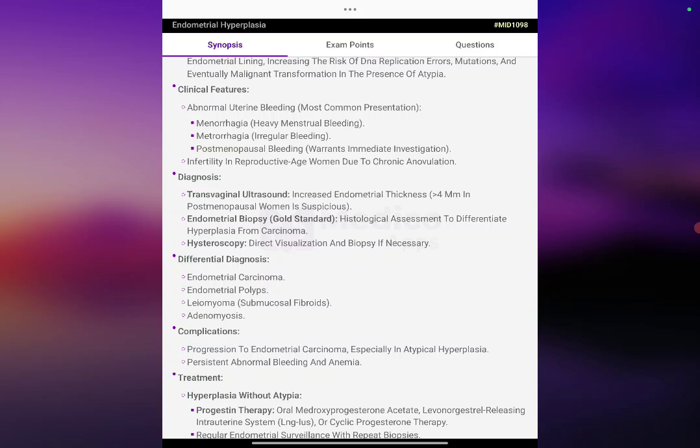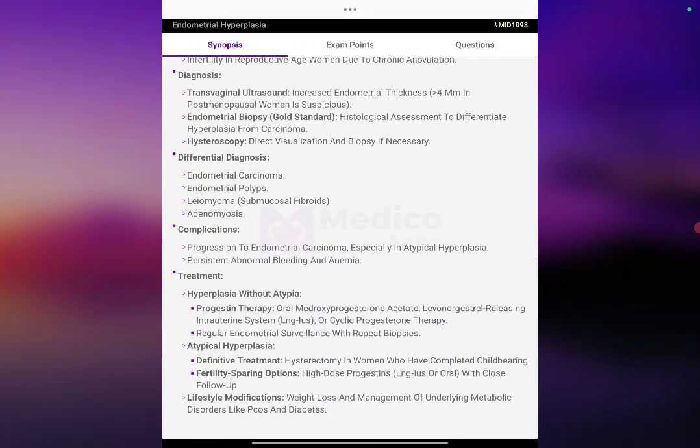Diagnosis: transvaginal ultrasound, increased endometrial thickness greater than 4 mm in postmenopausal women is suspicious. Endometrial biopsy, the gold standard histological assessment to differentiate hyperplasia from carcinoma. Hysteroscopy, direct visualization and biopsy if necessary. Differential diagnosis includes endometrial carcinoma, endometrial polyps, leiomyoma, submucous fibroids, and adenomyosis.